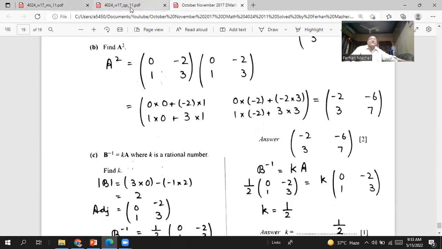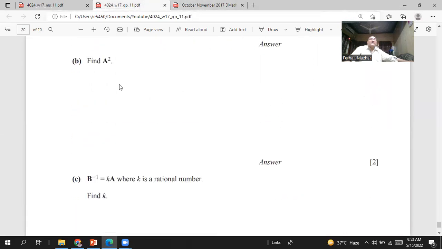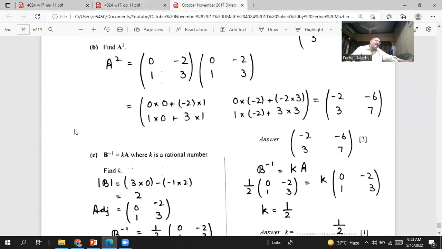Then the question is to find A square. It's a 2 marks question. A square means A multiply A. So you multiply A with A, and you take the rows from here and the columns from here. You multiply the first row with the first column, then the first row with the second column. Then you take the second row and multiply it with the first column, and then the second row with the second column. So you multiply them, and the answer will be minus 2, minus 6, 3, and 7.